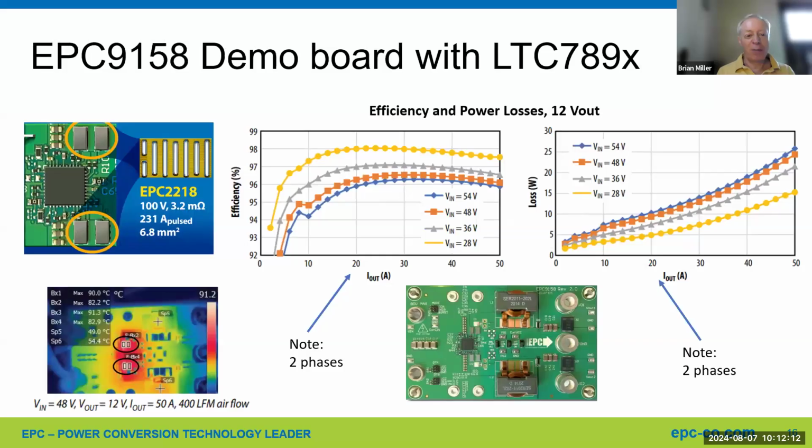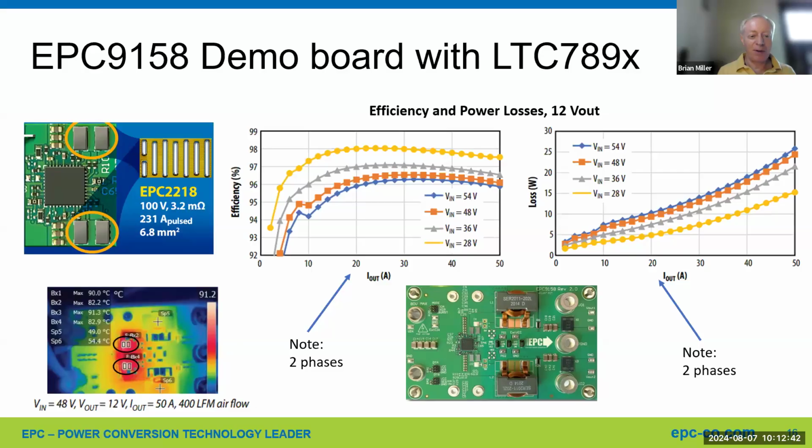Here's some details on one of the boards. In this case, it's an EPC board with that same basic controller. This is the dual version. But you get the idea that, for example, if you have 28 volts coming in and 12 volts out, then here it's 98% efficient, which is very good, actually. And that's not a ZVS. It's a hard switched buck converter, dual phase.